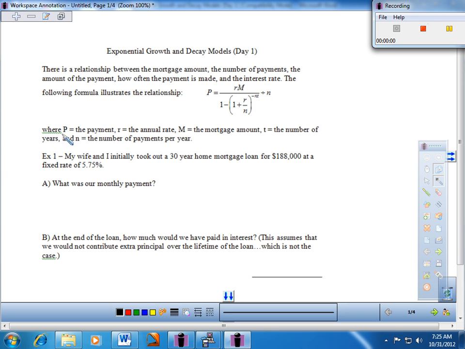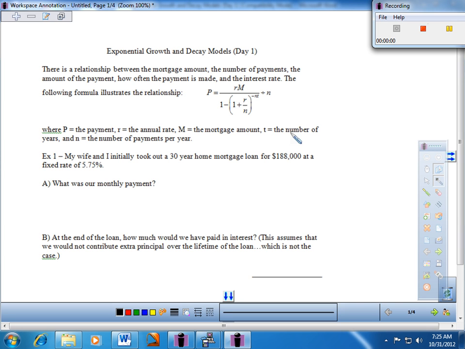Let me keep reading here. P is the payment, so in fact that's what we're going to calculate for. R is the annual rate, represented as a decimal. M is going to be the mortgage loan, what we take out. T is the number of years, and N is the number of payments every single year.